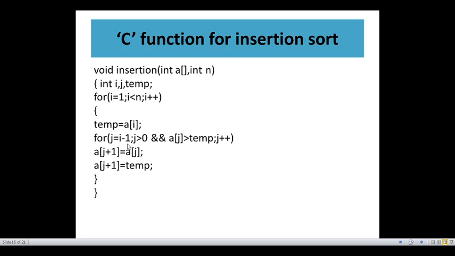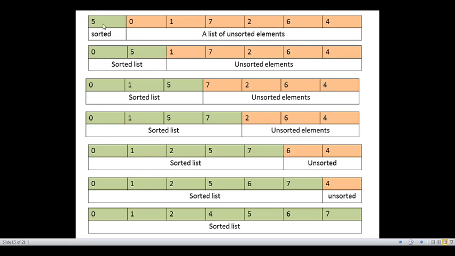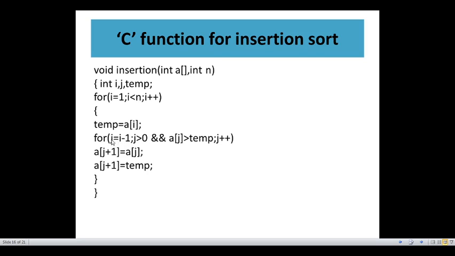Then for j equals I minus 1, j greater than 0 and a of j greater than temporary. Here we are using temporary equals a of I first. We are inserting this element into the temporary first. And then for j equals I minus 1, initially j equals I minus 1, location minus 1. Then j greater than 0. Suppose I is 1, then 1 minus 1, j is equal to 0. j is greater than 0 and a of j greater than temporary.